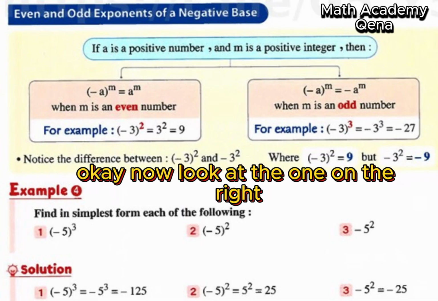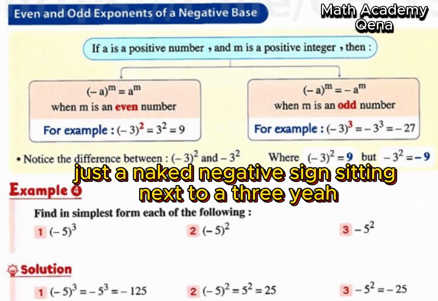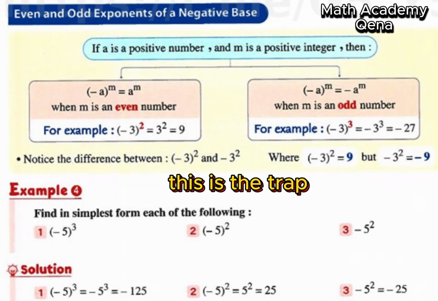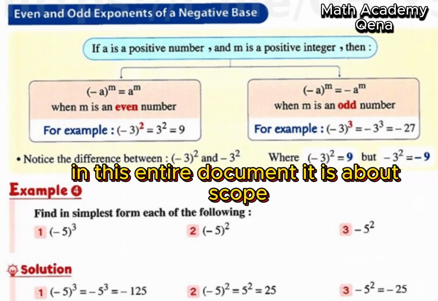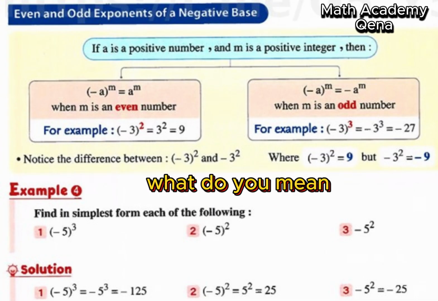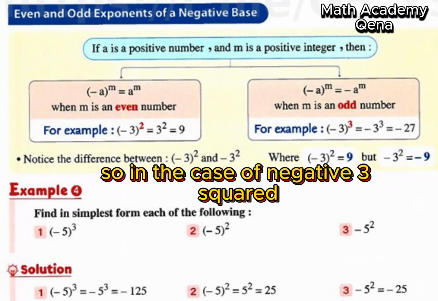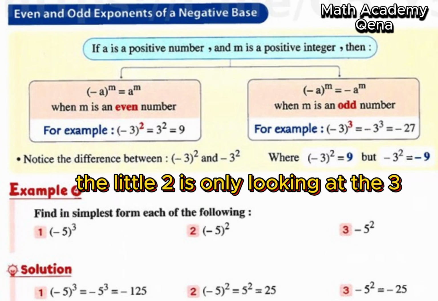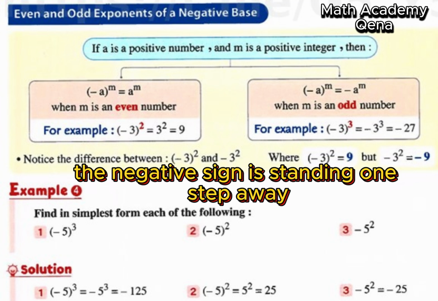Okay, now look at the one on the right. -3 squared, no parentheses. Just a naked negative sign sitting next to a 3. Yeah. This is the trap. And this brings us to the single most important concept in this entire document. It is about scope. Exponents are incredibly short-sighted. What do you mean? They only affect the object immediately to their left. So in the case of -3 squared, the little 2 is only looking at the 3. It doesn't even see the negative sign. The negative sign is standing one step away.